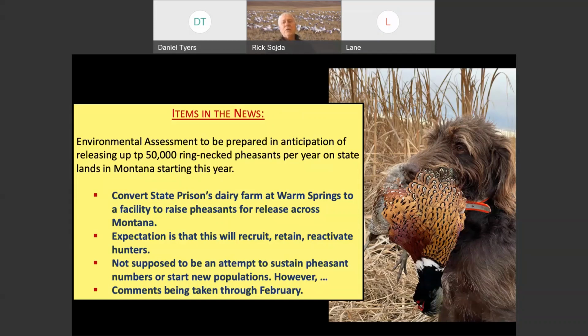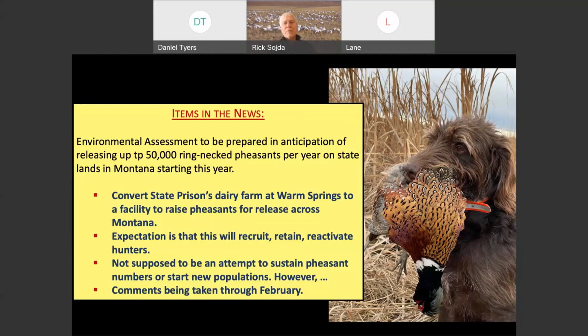We all know that release of game farm birds doesn't really help pheasant numbers. However, there's a lot of people that are suspect of what's going on with this particular program. It'll be interesting to see where that environmental assessment goes. If you follow things on social media these days, you'll see that there's been a fair amount of criticism, and it seems to be growing, for releasing that many pheasants across the state, and that effort, that money, and everything else should be really targeted more towards habitat improvements and habitat management rather than growing game farm pheasants.